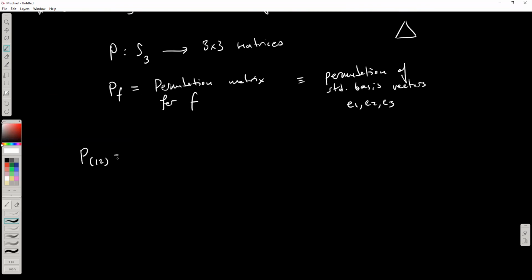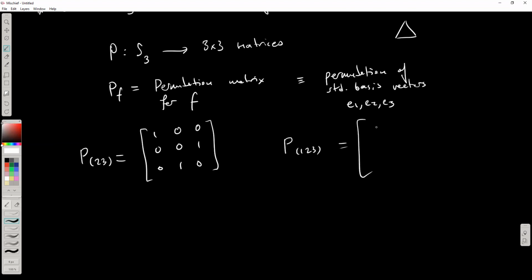Okay, so just a few examples. So P23, for example, right? This is just a permutation of the second and the third basis vectors. So e1 is going to be left invariant. So the first column is e1. The second column will be e3 because the second vector is sent into the third vector. And finally, the third column is e2, right? So that's P23, for example. If I write P123, that's going to be like this. 1 is sent into 2, 2 is sent into 3, and 3 is sent into 1, right? So that's that permutation matrix.